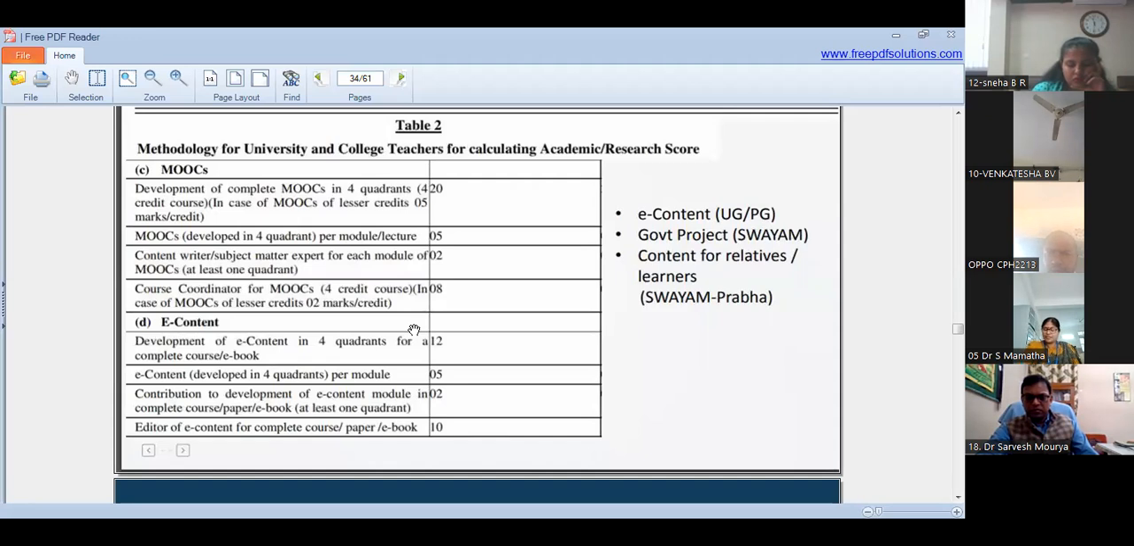Then some budget allocation is given for the reviewer, content editor, as well as script writing. So these are some of the flexibilities given to encourage the teaching fraternity to get involved in the development of MOOC courses.